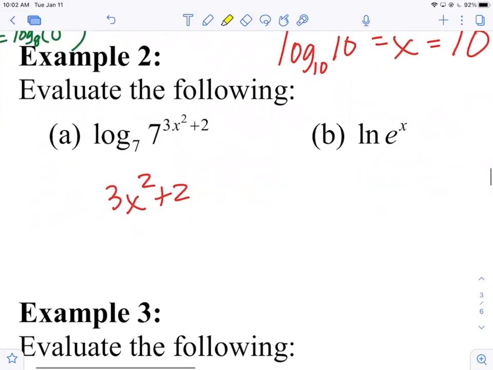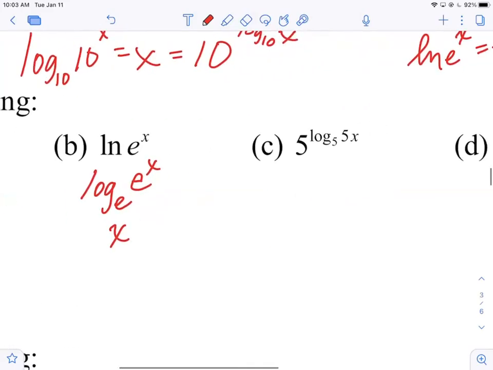Yeah. What's the natural log of e to the x? Remember, the natural log is the same as log base e. So the natural log of e to the x is really log base e of e to the x. It's just x, right? Again, you want to start thinking, though, in terms of natural log. If you go on to take any higher level math, you're going to have to think in terms of natural log. What is 5 to the log base 5 of 5x?